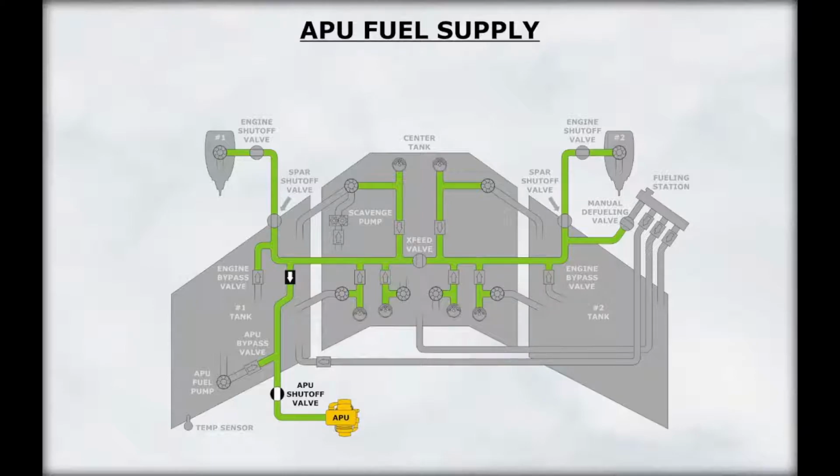The left manifold is also connected to the APU fuel line through the APU fuel shutoff valve. A DC-powered APU fuel pump is located in the left wing tank. This pump supplies fuel to the APU fuel manifold and automatically operates when the APU fuel control unit senses low fuel pressure and shuts off when AC fuel pump pressure is restored.